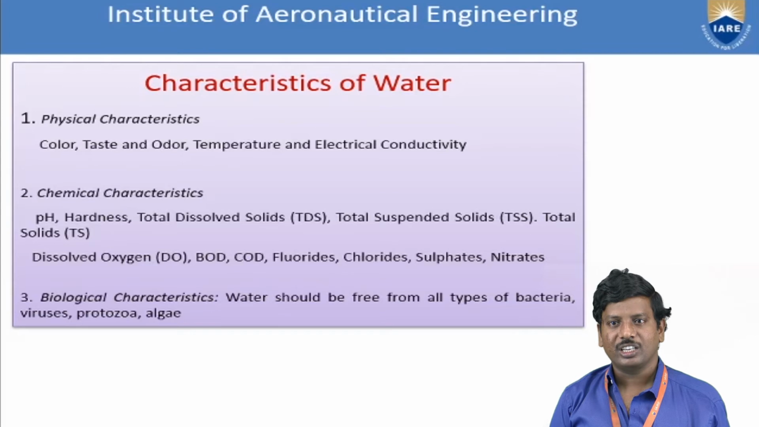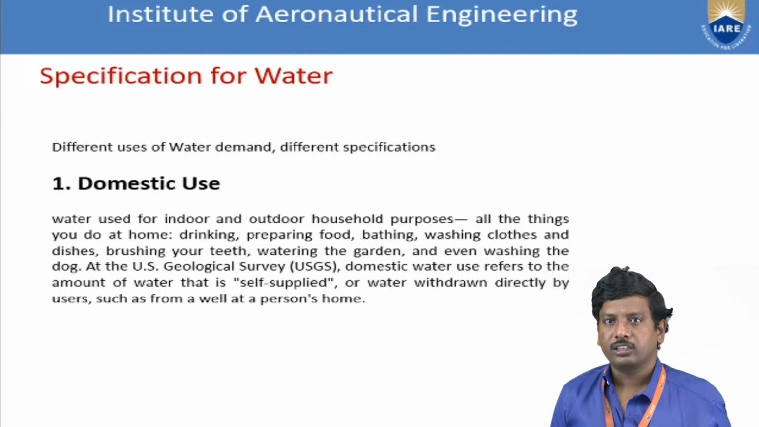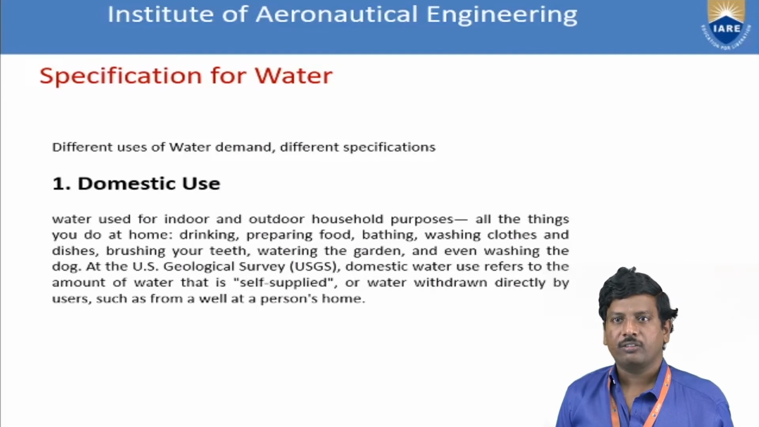And the third one is biological characteristics. Biological characteristics means water should be free from all types of bacteria, virus, protozoa, algae, etc. Next one is the specification for water. There are different uses of water demand, with different specifications. First one is domestic use.